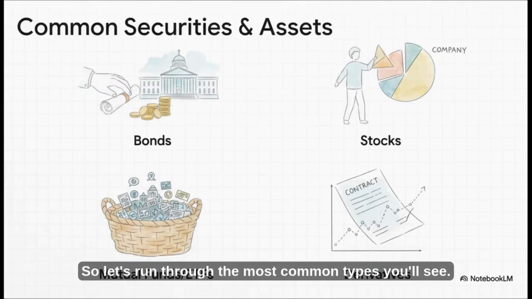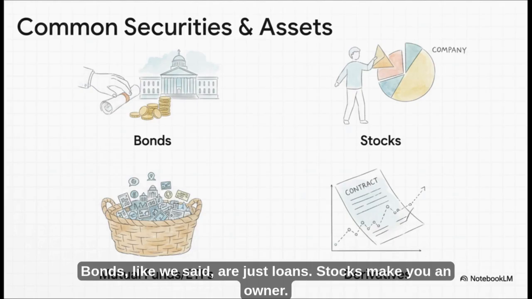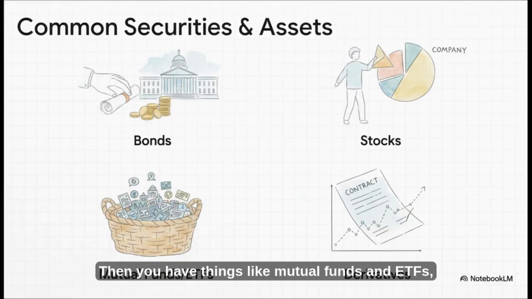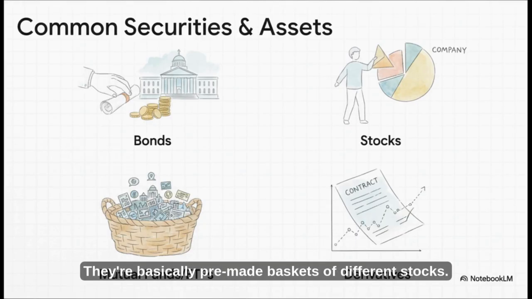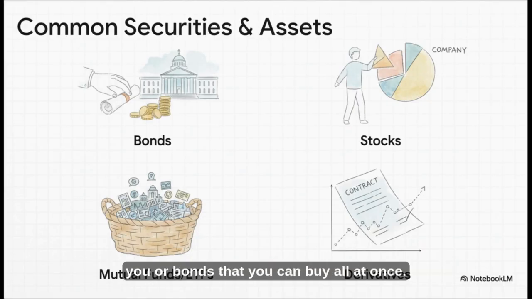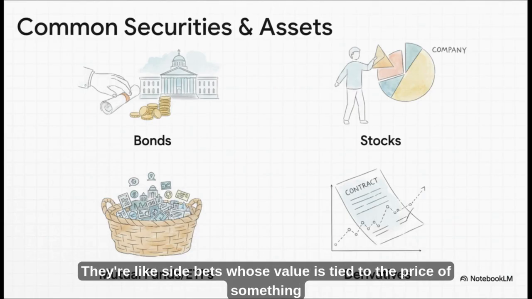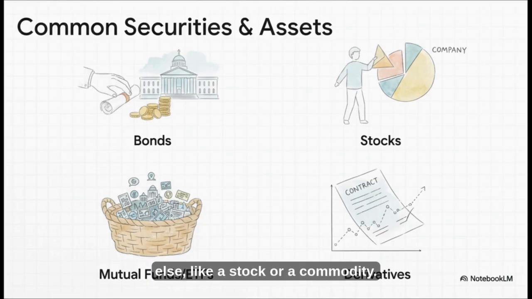So let's run through the most common types you'll see. Bonds, like we said, are just loans. Stocks make you an owner. Then you have things like mutual funds and ETFs, which are just brilliant. They're basically pre-made baskets of different stocks or bonds that you can buy all at once. It makes diversification super easy. And then you have derivatives. Now, these are a bit more complex. They're like side bets whose value is tied to the price of something else, like a stock or a commodity.